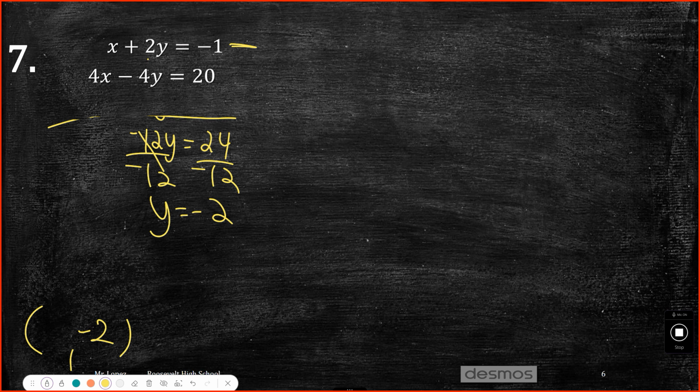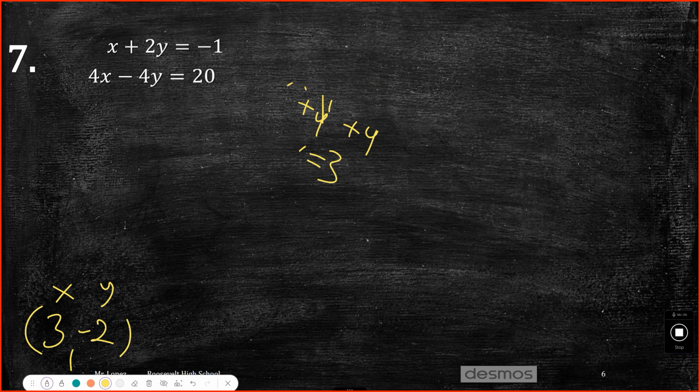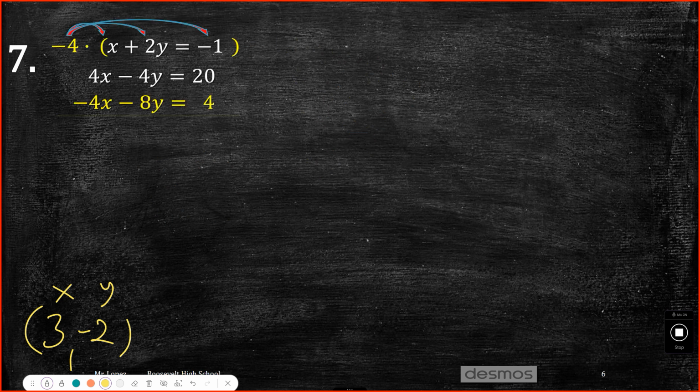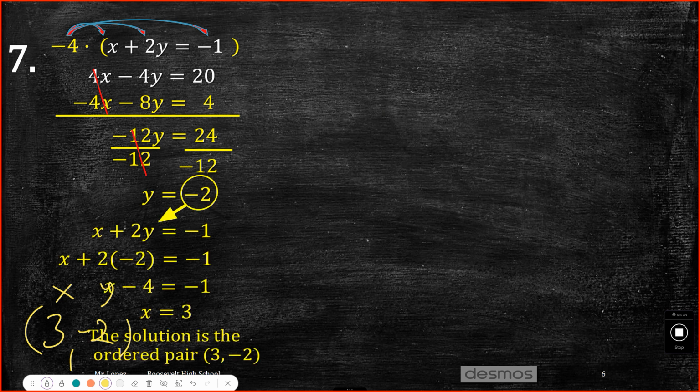The top one looks like the one that's easiest. This is x and this is y. X plus 2 times y, which is negative 2, equal negative 1. So 2 times negative 2 is negative 4, equal to negative 1. And then get the x by itself by adding 4, and you get x equals 3. So you got x equals 3, y is negative 2. All right, so we got this done. 3, negative 2.